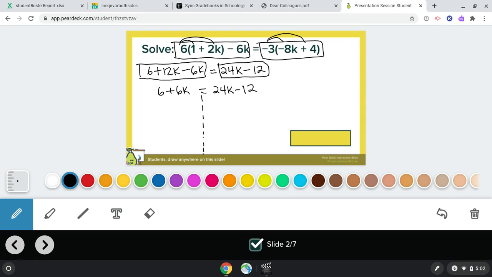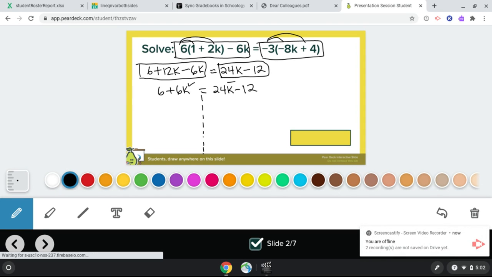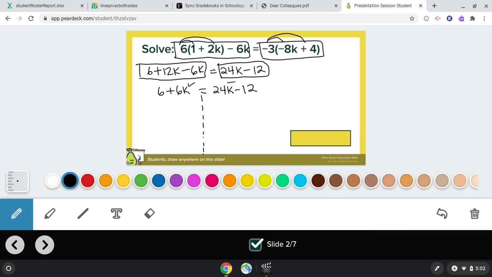I have variables on both sides. I have a 6k over here, and I have a 24k over here. So I need to cancel one of these, and it doesn't matter which one. I can either subtract 6k on both sides or subtract 24k on both sides. I am going to subtract 6k on both sides. So here they cancel out.